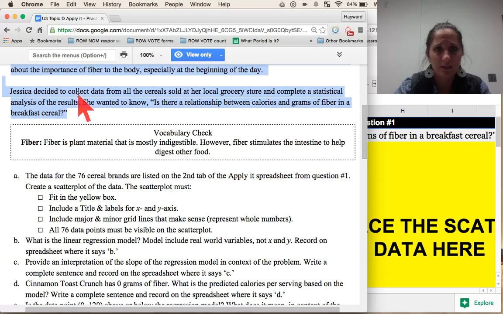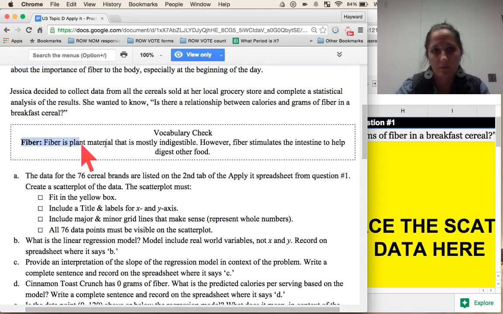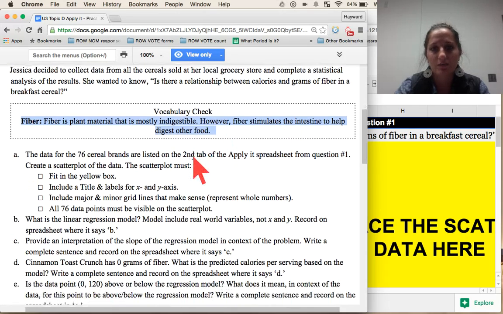So Jessica decided to collect data from all the cereal sold in her local grocery store and complete a statistical analysis of the results. She wanted to know, is there a relationship between calories and grams of fiber in a breakfast cereal? So to be really clear, fiber is a plant material that is mostly indigestible. However, fiber stimulates the intestine to help digest other food.